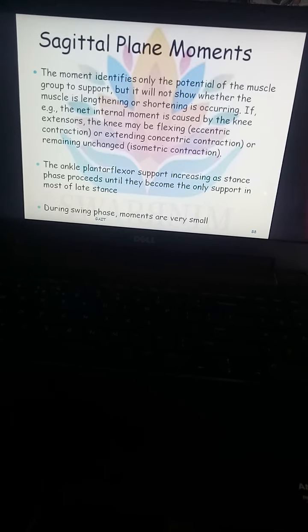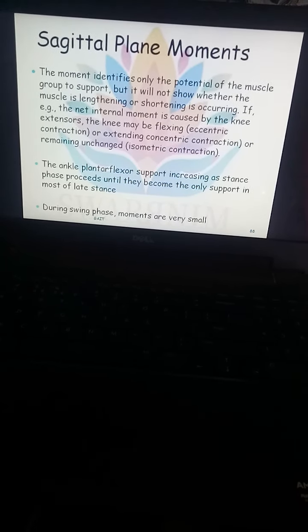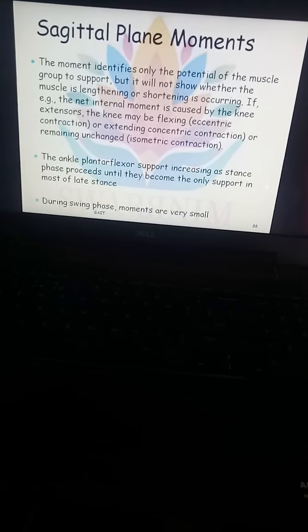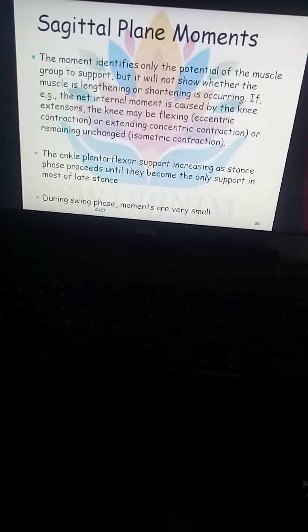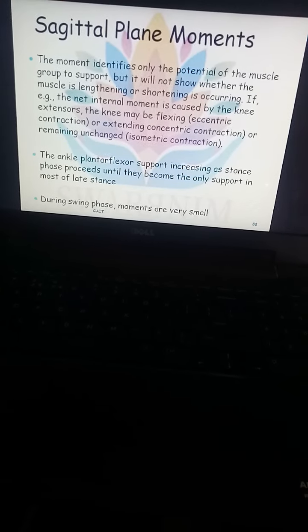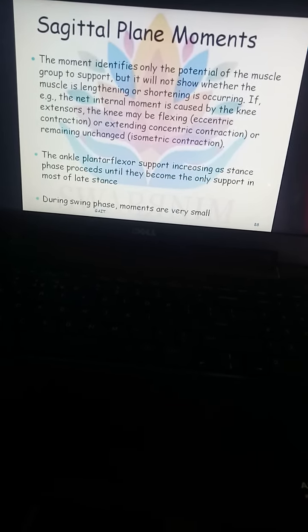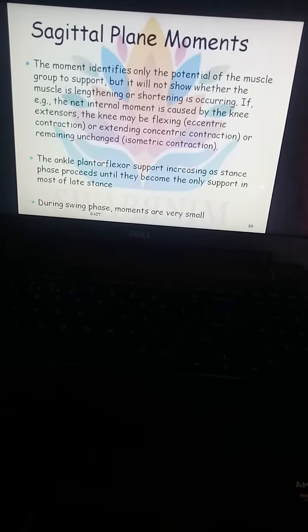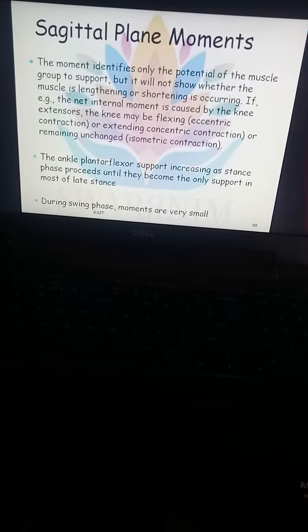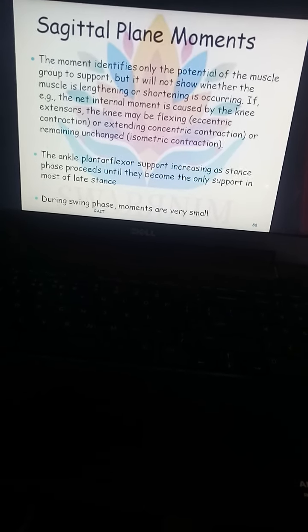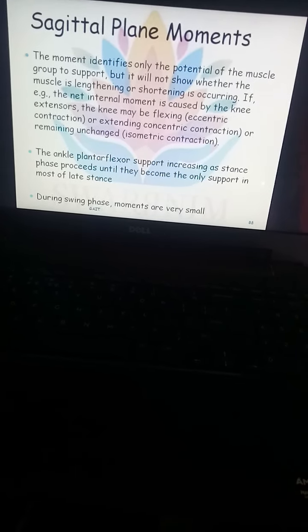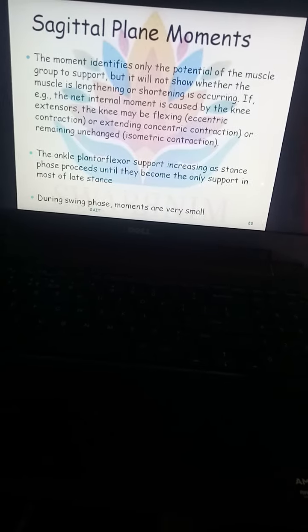So this is about the example regarding the knee extensors muscle. This example tells us that the knee extensors muscle, during knee flexion, goes into eccentric contraction, or during extending, goes into concentric contraction, or it remains unchanged, which is isometric contraction. So this is about the knee extensor muscle.